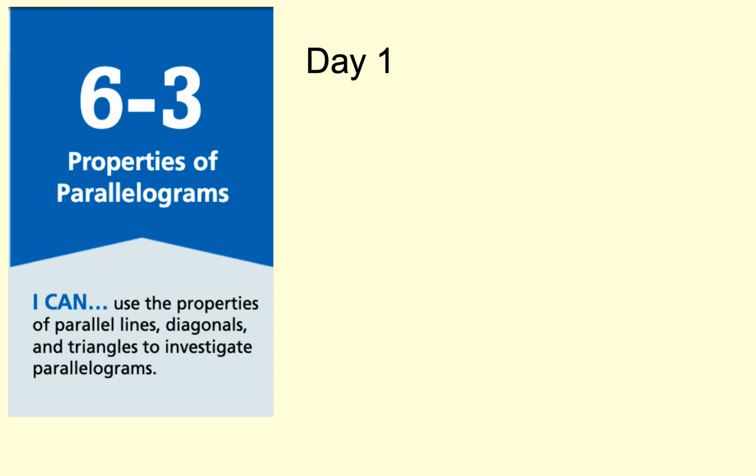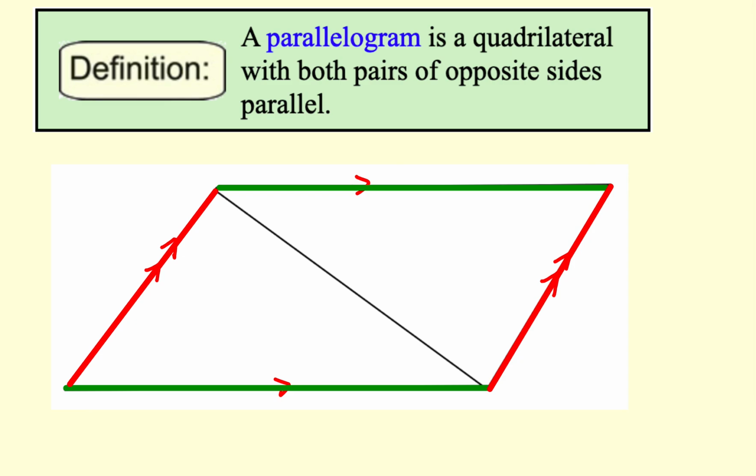I can use the properties of parallel lines, diagonals, and triangles to investigate parallelograms. Let's take a look at a parallelogram. It is a quad with both pairs of opposite sides that are parallel. Parallel sides will allow us to know something about angles.